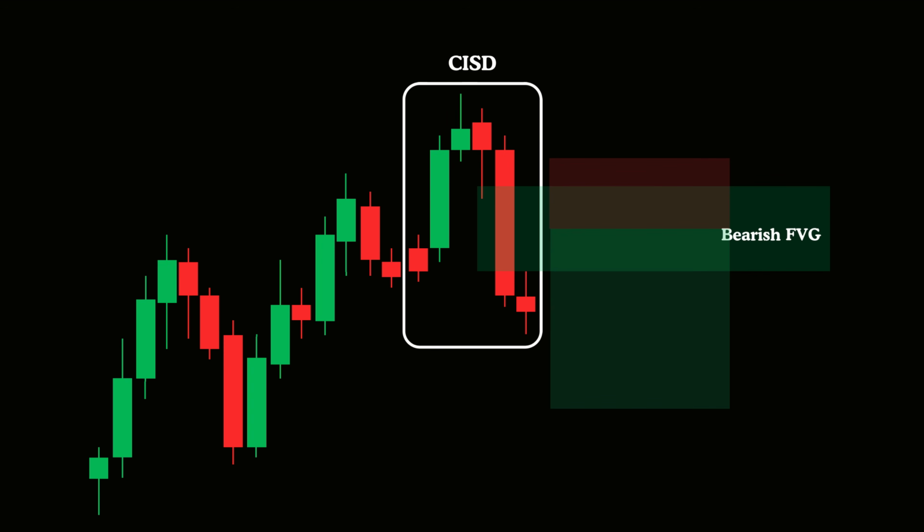These imbalances indicate aggressive trading by institutions or major players. When CISD appears alongside FVGs, it adds significant weight to the idea that large participants are behind the move. A retracement back into the FVG zone often becomes a high probability entry point, as price tends to revisit these imbalances before continuing in the new direction.